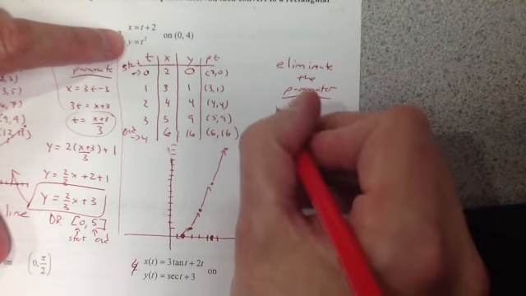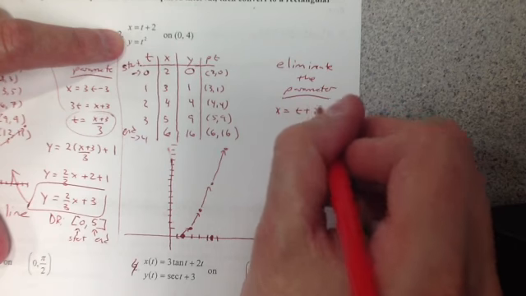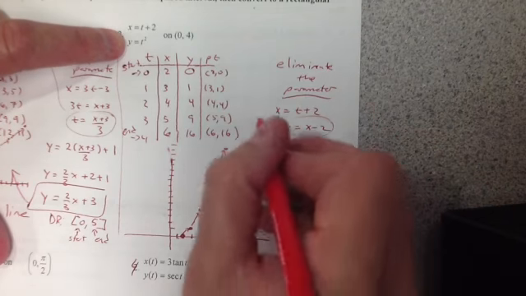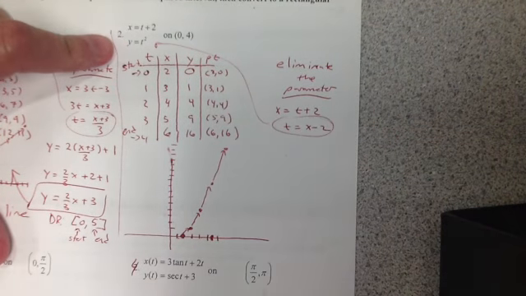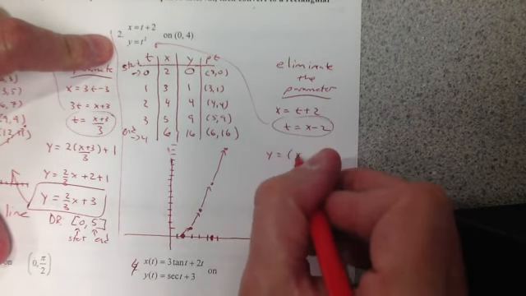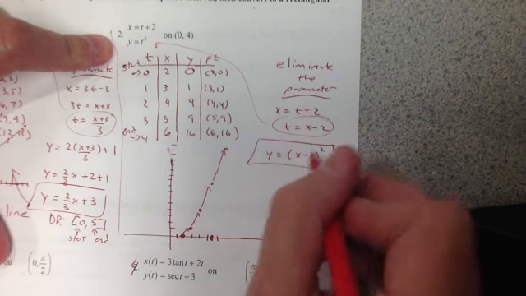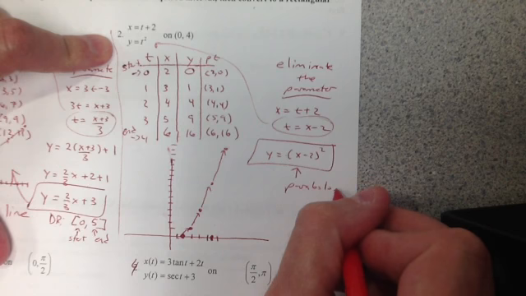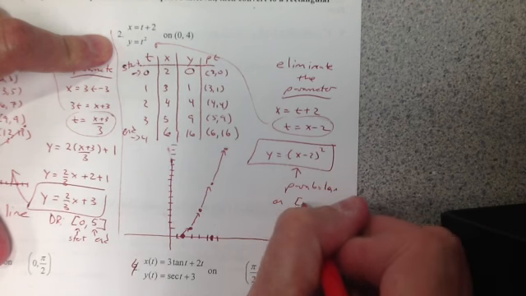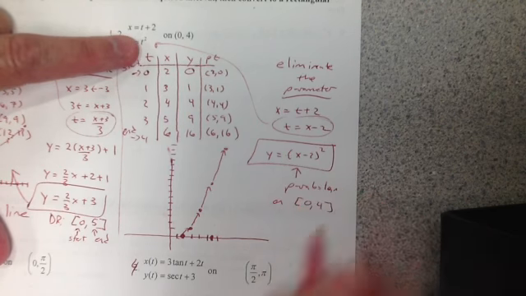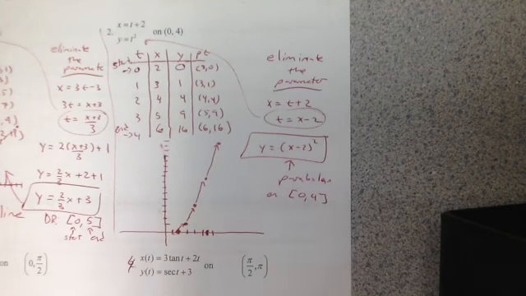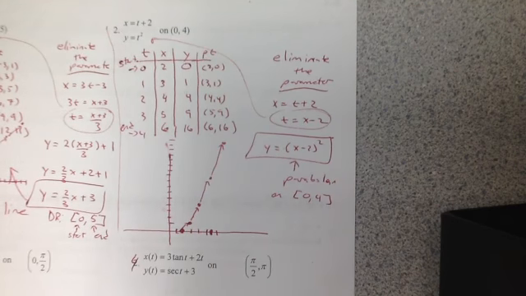To do that, I look at x equals t plus 2. So t will equal x minus 2. And I'm going to plug that into the squared function. So y equals (x minus 2) squared. This is a parabola on the domain 0 to 4 only. So one nice thing about parametric equations is that they allow us to have domain restrictions pretty easily.